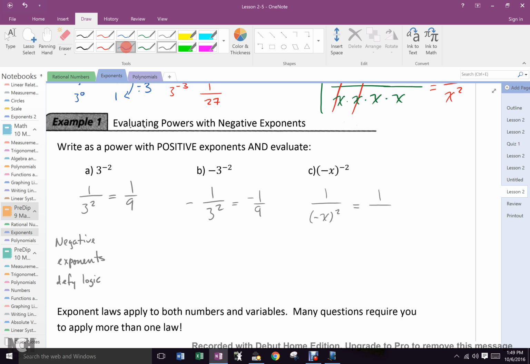Now, what if I told you this? Now could I evaluate it? Yes. So that becomes 1 over negative 4 squared, which would be 1 over positive 16. Everybody cool? All right.